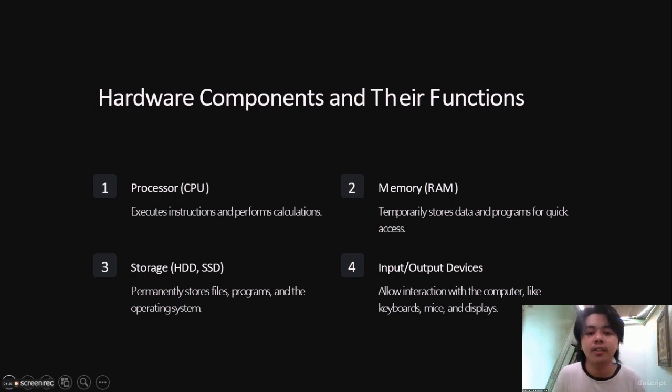Briefly, hard disk drive. First, hard disk drive or HDD. Hard disk drives have large storage capacity and a relatively lower price per gigabyte than SSD. HDD data transfer speeds are usually slower than SSD due to the mechanical limitations of the rotating platter.